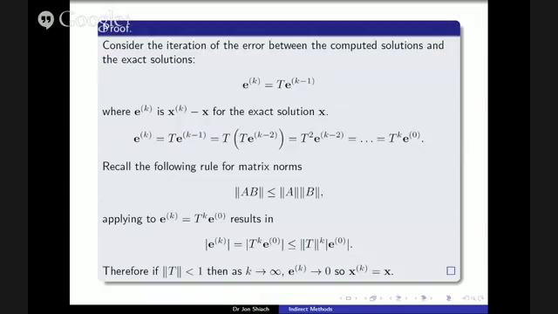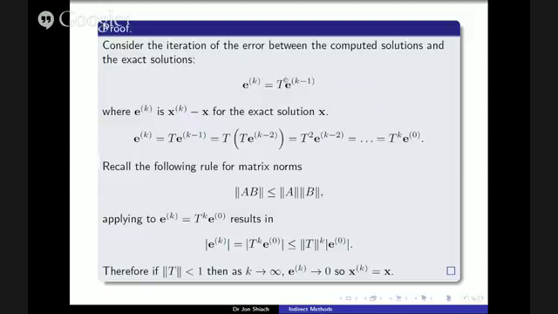Unusually for me, I'm going to just present a proof of this. The proof is as follows. We're going to define a vector E, which is the errors for a current estimation. And that vector E will also follow T times the error from the previous estimation. If we have a solution, we get the next solution by multiplying by T. The same will apply to the errors.